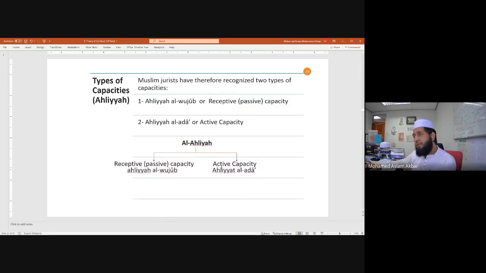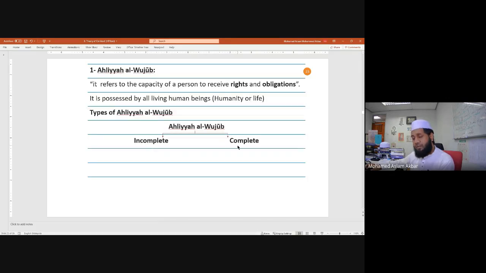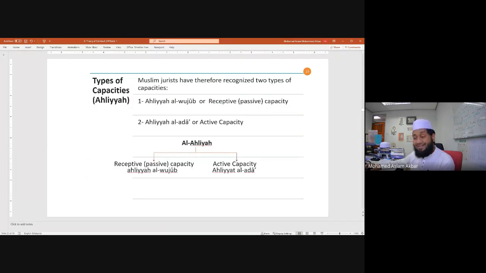Before I go in there, I'm just giving you these examples. This Ahliya al-Wujub, and then you have Ahliya al-Ada. Under Ahliya al-Wujub, you have incomplete and complete. Similarly, under Ahliya al-Ada, active capacity. Under active capacity, again, you have incomplete and complete. All right. So now let me start from here. Receptive, passive capacity, you have incomplete. So the example for incomplete is what? Fetus.